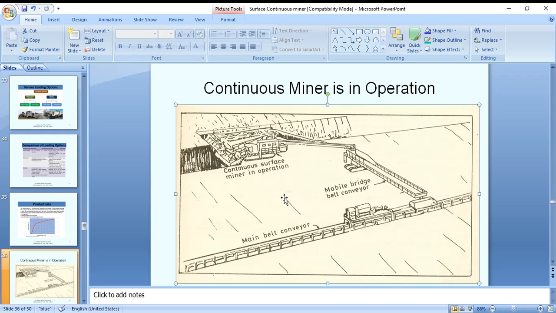So this is the continuous operation of the surface continuous miner. The machine is cutting layer by layer. The material comes to the other section. This is the bridge conveyor. From here, the material will be transported to the main belt conveyor, which can go directly. This is a model role of the continuous miner, the surface continuous miner excavation method.